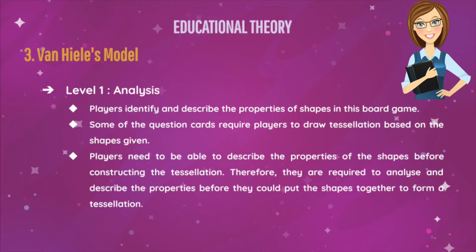Level 1, analysis. Players identify and describe the properties of shapes in this board game. Some of the question cards require players to draw a tessellation based on the shapes given. Players need to be able to describe the properties of the shapes before constructing the tessellation. Therefore, they are required to analyze and describe the properties before they can put the shapes together to form a tessellation.